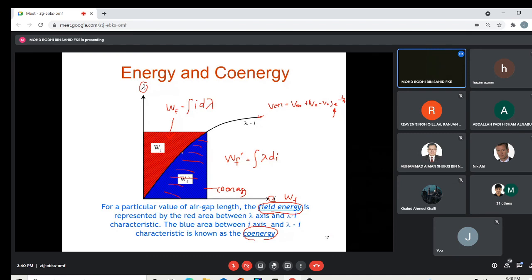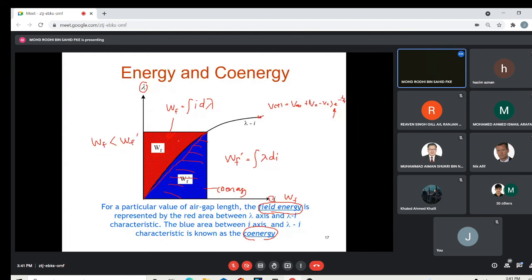Exponential term, much more exponential term. But if you introduce an air gap, this line is much more linear. So I can say that it is much more linear. If it's non-linear, we can say that the area of the red area, which is the energy, is smaller than the blue area. So it means that the energy is less than the co-energy.